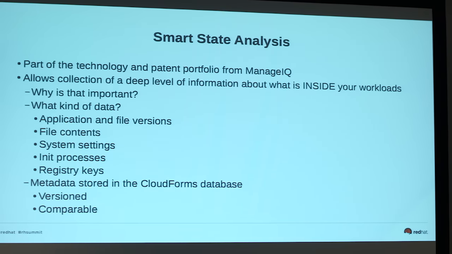Within that, the kind of data that you want to be able to get is things like application file versions, system contents, file contents, system settings, init processes, registry keys, anything that's on that disk you want to be able to have access to. And then we take that data that we collect and store it in a database, and then it's versioned and comparable. Now, the way that we do this is in a similar way to how a disk backup vendor would do it, and that is actually get the raw disk. Once we have the raw disk, we can forensically go through that disk.